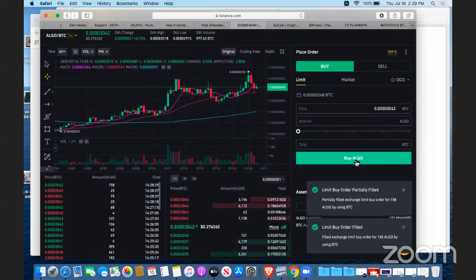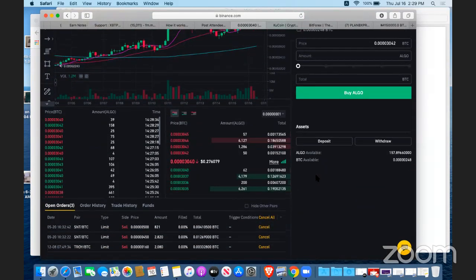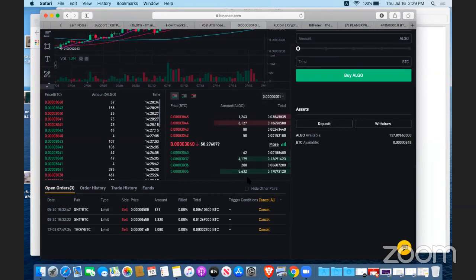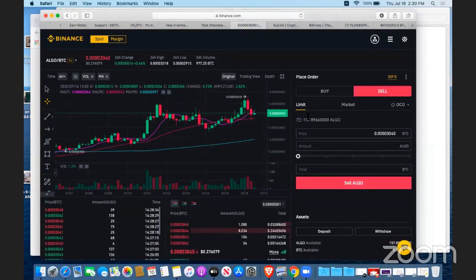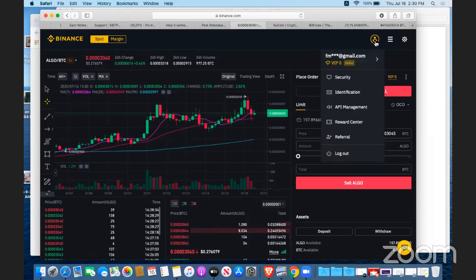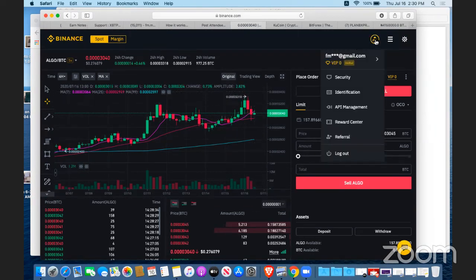As I click on buy, because the price I set is higher than the prevailing rate that was on ground, you cannot see the order again because it has been bought. You can see if I click on sell, it has bought 157 for me. Now this 157, I can take it off or trade it here. But most of the coins we do, we stake them so as to maximize profit. And so we can go and stake it in a wallet that can be paying us.